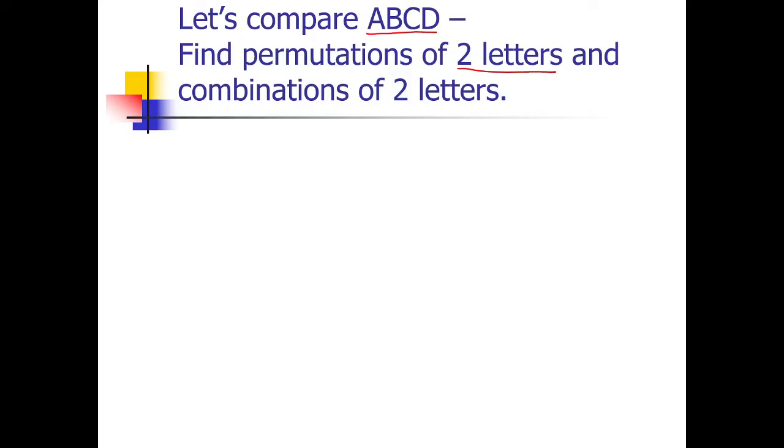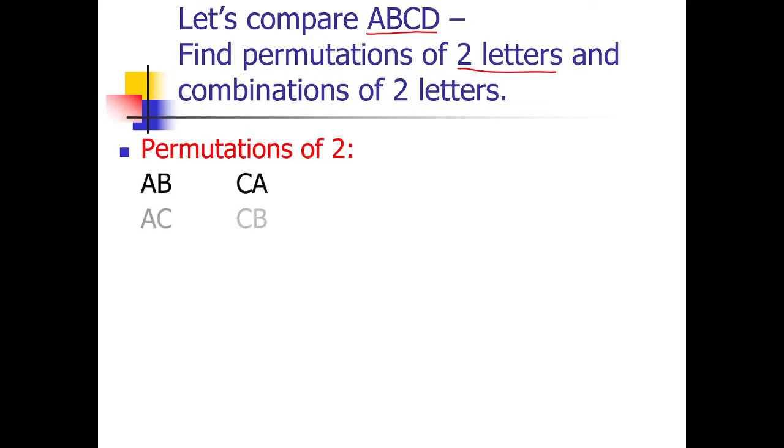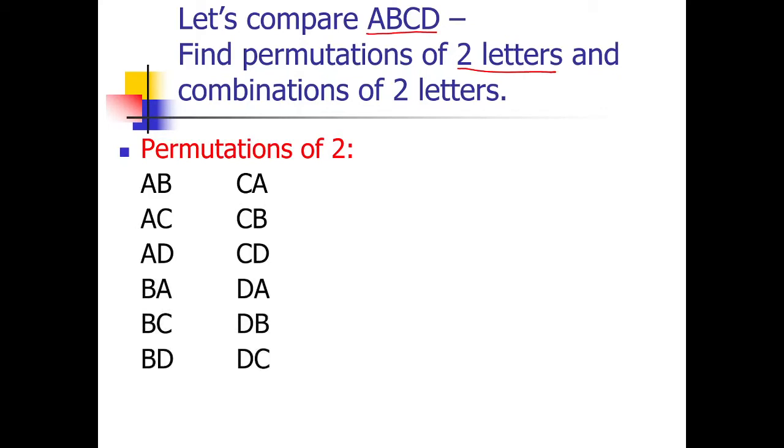Without replacement. Who can give me one possible outcome? If we are going to permutate A, B, C, D, two letters ang atong kuhaon. One outcome is AB, AC, CB. Those are the possible outcomes.